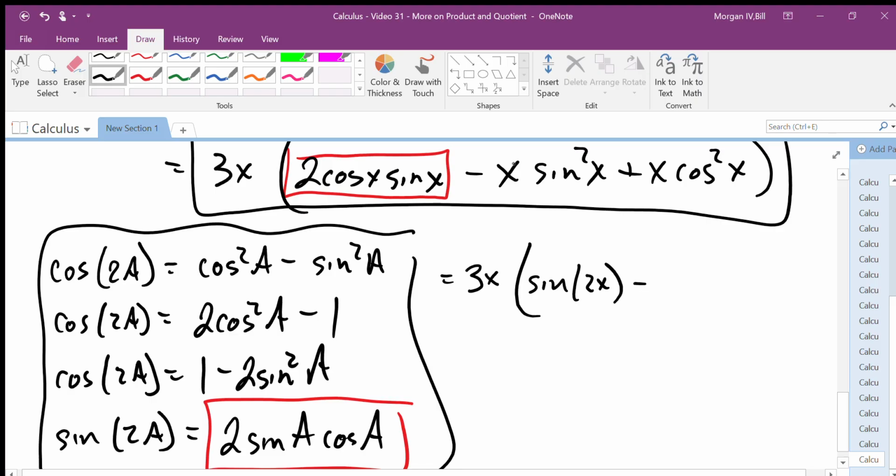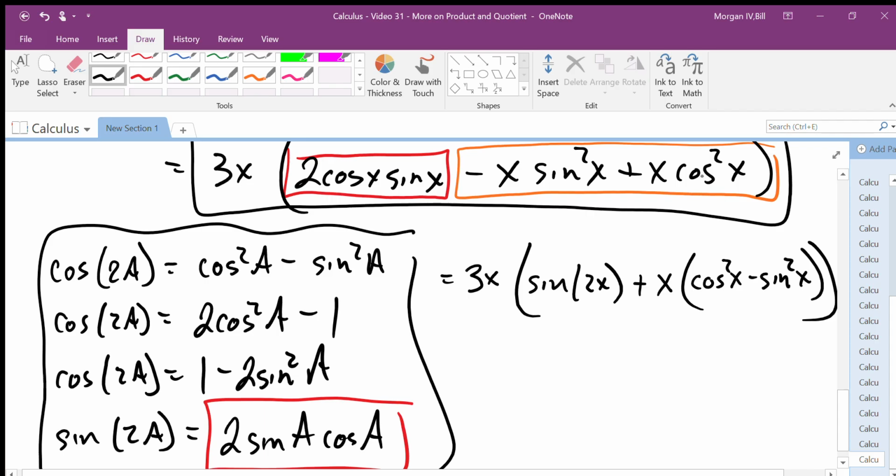Minus, and then if you look at the two right terms here, negative x sine squared of x plus x cosine squared of x, we could factor out an x inside of the parentheses here. Actually, I want to factor out a positive x. That'll give me cosine squared of x minus sine squared of x, if I just change the order and do the cosine first. Cosine squared is positive, sine squared is negative.